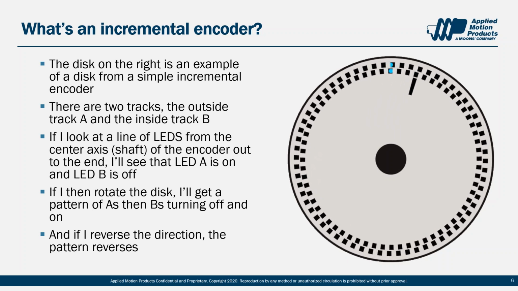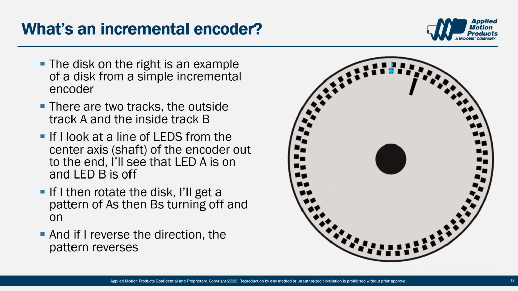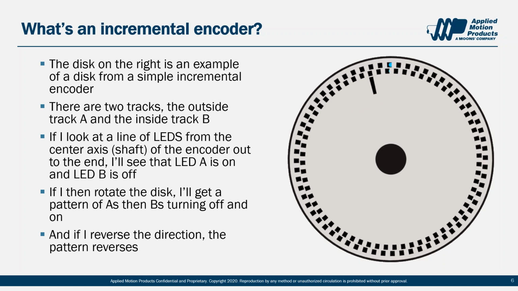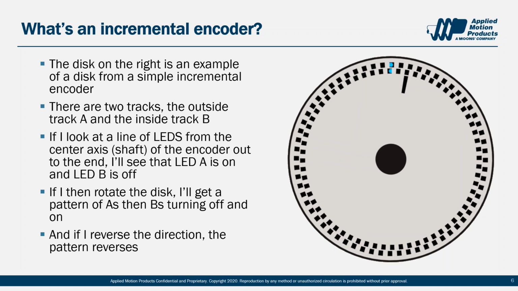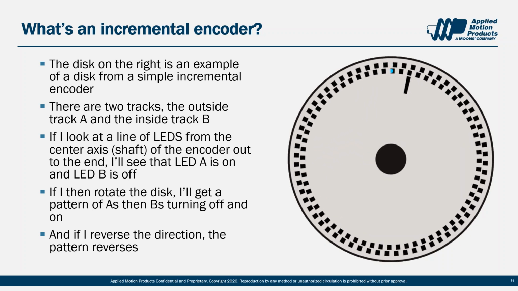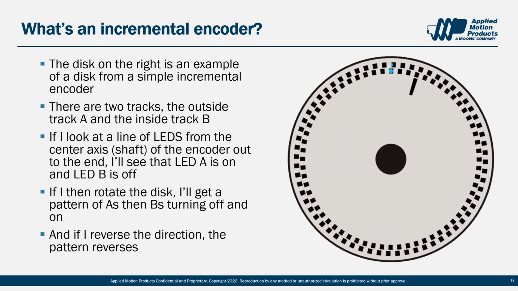As we rotate the encoder clockwise, the photosensor sees the A LED shine through the disk before the B LED, so the drive can infer clockwise motion. If we then change the direction of rotation, we see B turning on before A, so the drive can infer counterclockwise motion. The number of black lines on the tracks is the encoder resolution. If the drive knows how many lines are in one revolution, it can then calculate the velocity of the motor based on the time between pulses.